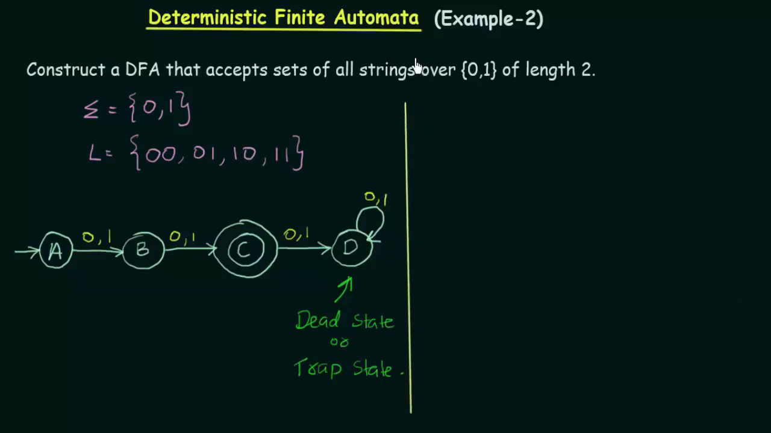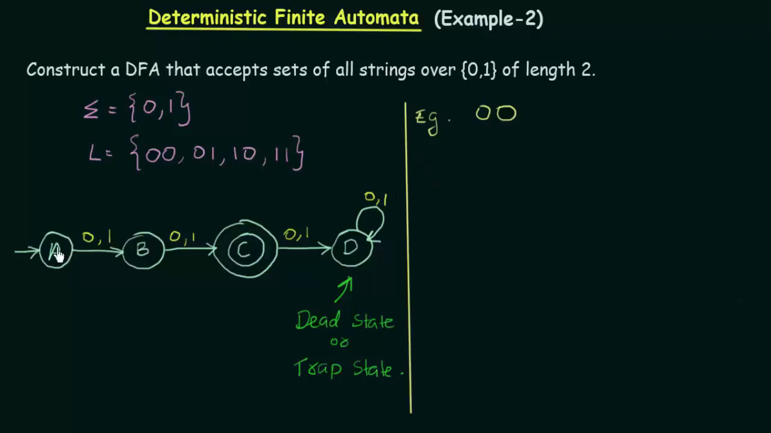Now let us take a few examples and check if this is working, if this is correct. So for my first example, let me check the string 0, 0. So 0, 0 should be accepted actually, right? 0, 0 is present here and it is of length 2, so it should be accepted. So let's see if it will be accepted or not.